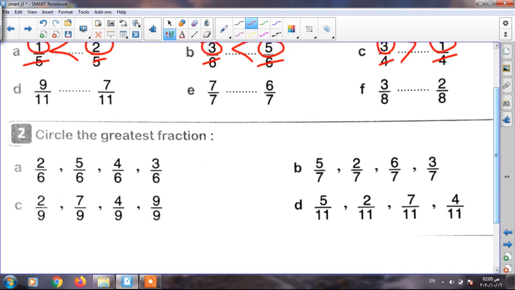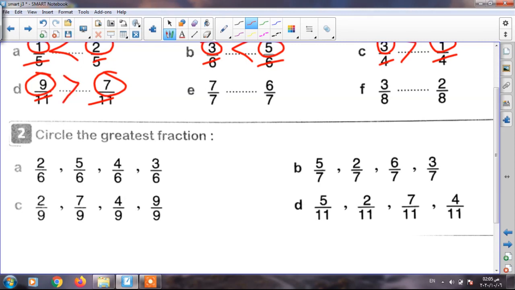The next one. Here I have what? I have 9/11 and 7/11. I will look at what? I must look at the denominator. Here I have the same denominator, 11 and 11. What will I do? I will look at the numerator. Here I have 9 and here I have 7. I know that 9 is bigger than 7. It means 9/11 is bigger than 7/11.